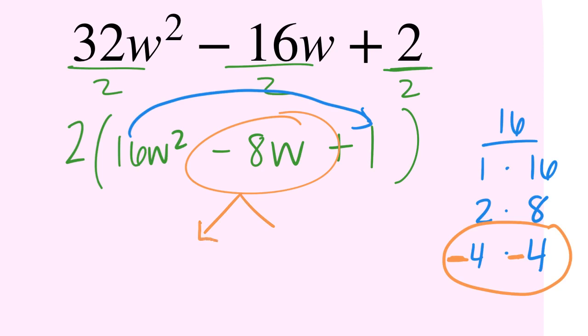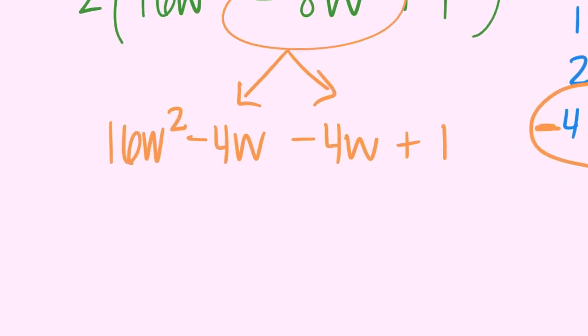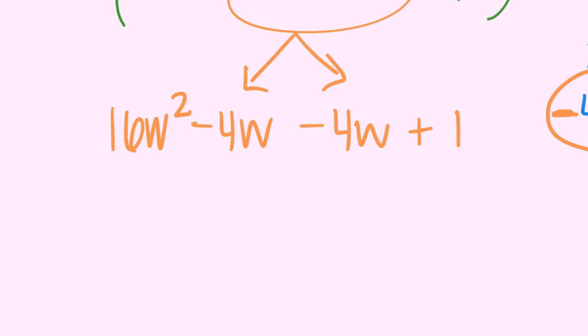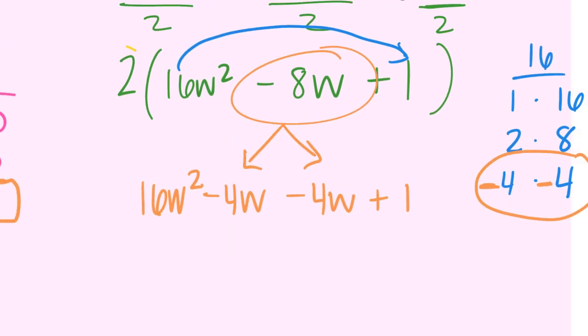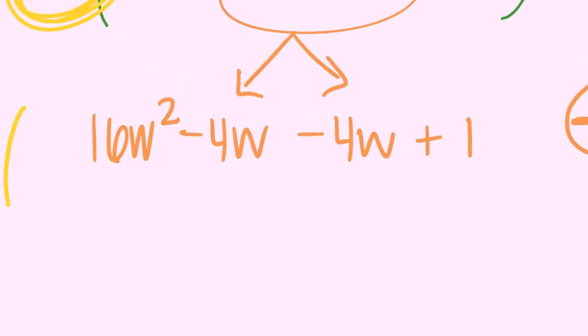So let's go ahead and split this up. This would become negative 4w and negative 4w. And then we'll bring down the positive 1 and the 16w squared, and go from there. So let's factor by grouping. Oh, I want to circle my greatest common factor too, right? I can't forget about that. And if you want to keep bringing it down on the outside just to remind yourself, you can definitely do that. Let's go ahead and factor this by grouping. So we'll group these two together.